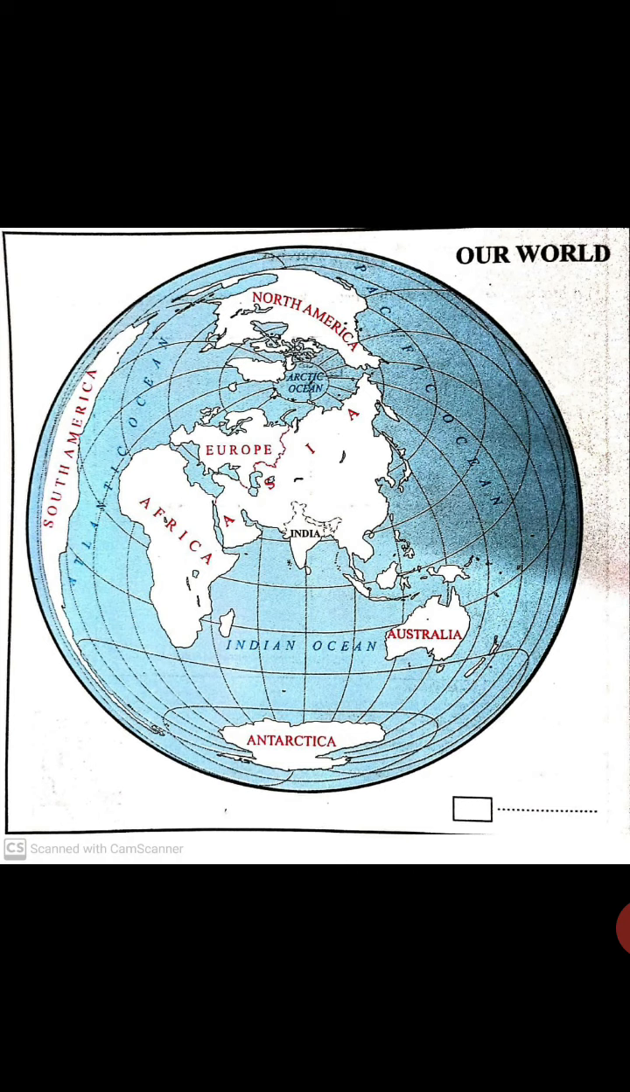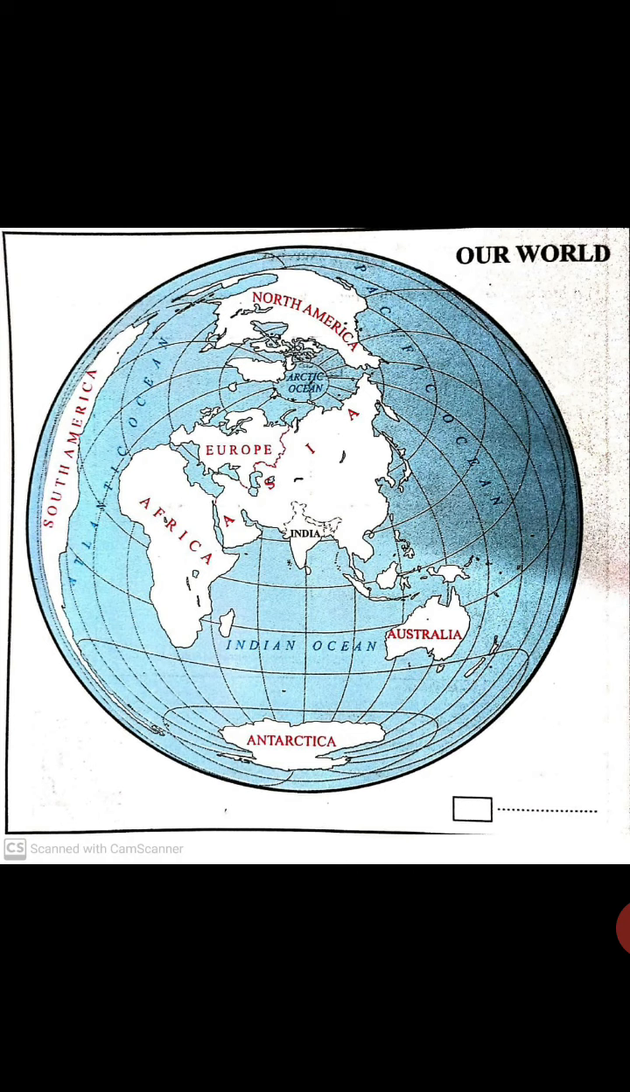The vertical lines you see are longitudes and the horizontal lines are the latitudes. They give us information about the location. The continent of North America lies towards the North Pole, and the continent of Antarctica lies towards the South Pole. This is the information about our world map.